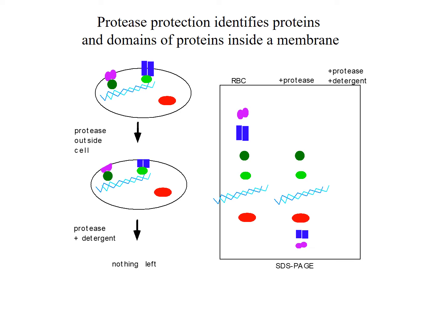And then if you do protease protection, here's your red blood cell, and you chew up with protease. Notice it chewed back all the proteins, and then you add detergent, nothing left. So here's the red blood cell. If you add protease, notice you get this structure, and what's happened is these two right here, the purple and the blue, have decreased in size. The only way that could have happened is they would have been partially chewed. And with detergent, you see nothing at this point.